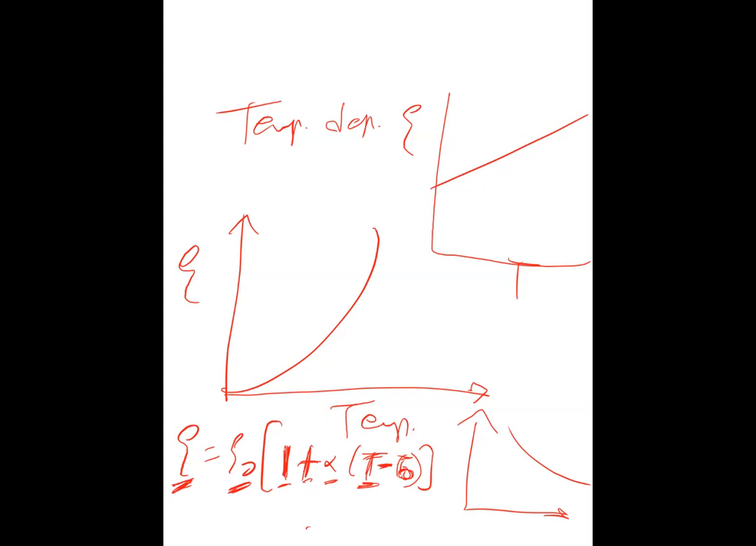And one more thing: resistivity is 1 upon conductivity, and the conductivity formula we already derived in the previous derivation. From that derivation it comes out to be this, and this you can also note down. It's given in your book also, equation number 3.27.